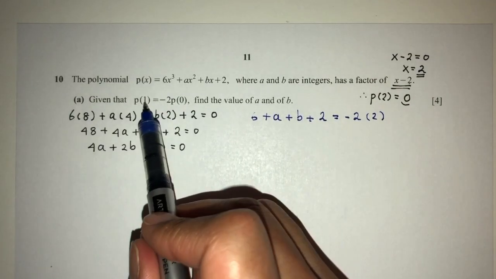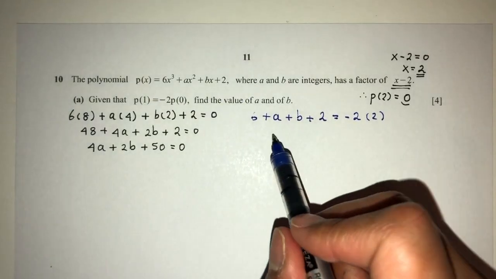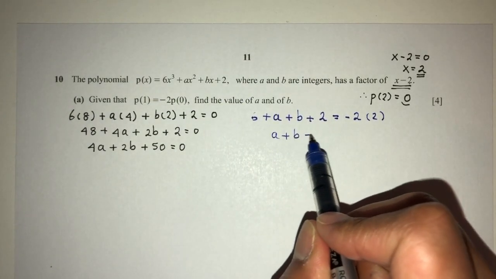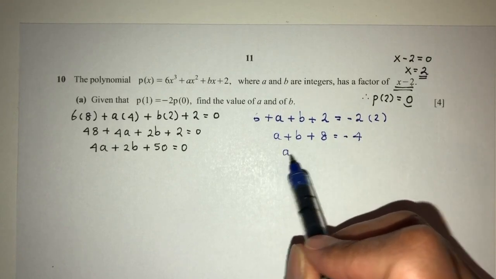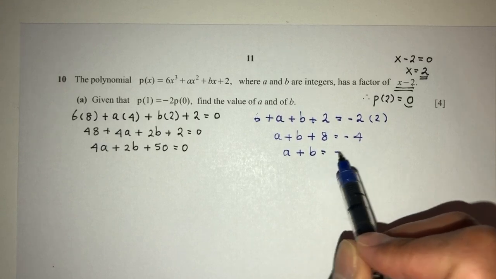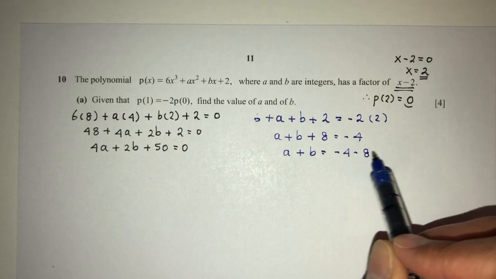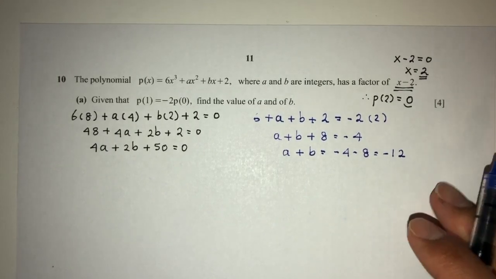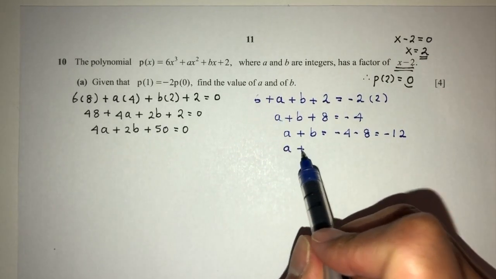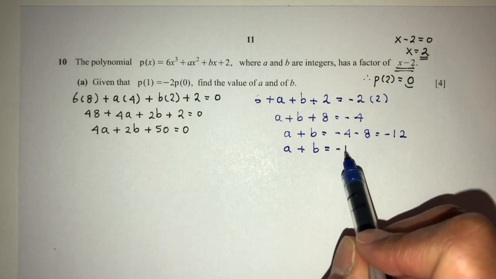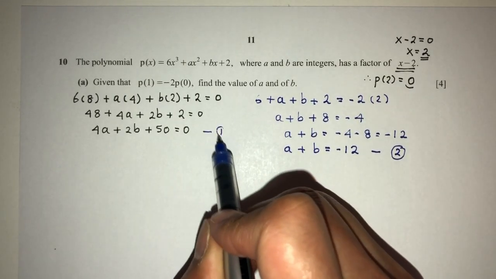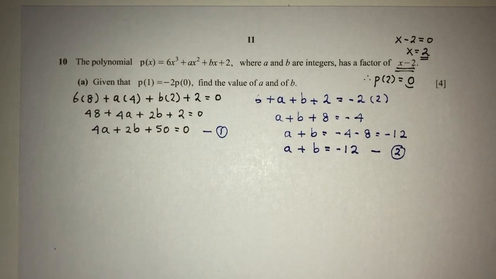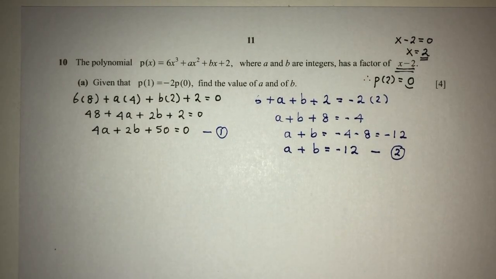So replace those values in your equation. Now I have a plus b plus 8 will be minus 4. A plus b will be minus 4 minus 8, that will be minus 12. So a plus b will be minus 12. That is my equation number 2. So now we have to use those two equations to actually find the values of a and b.